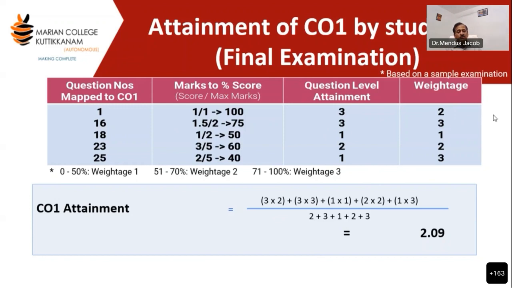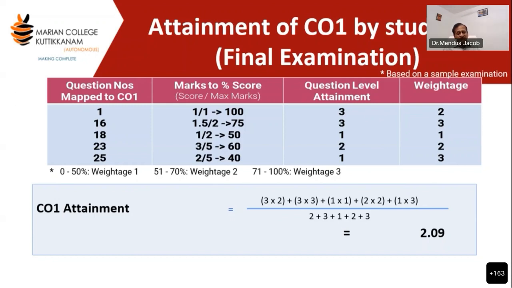So 3 into 2 plus 3 into 3, second, 3 into 3, then 1 into 1, 2 into 2, and 1 into 3, divide by 2 plus 3 plus 1 plus 2 plus 3. That is the weight. So here we will get 2.09 or something like that. So what is this value? This is the CO1 attainment of one student for the external examination.